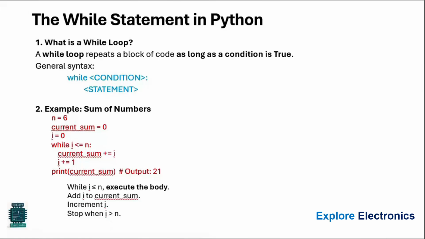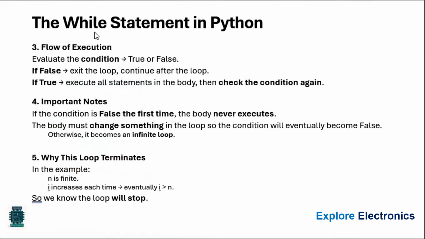Got it? Let us see the flow of execution in the while statement. Evaluate the condition, true or false. If it is false, exit the loop immediately and continue with whatever is after the loop. If the condition is true, execute all the statements in the body and then check the condition again. If it is true, execute; or else it will come out of that loop. Very simple.